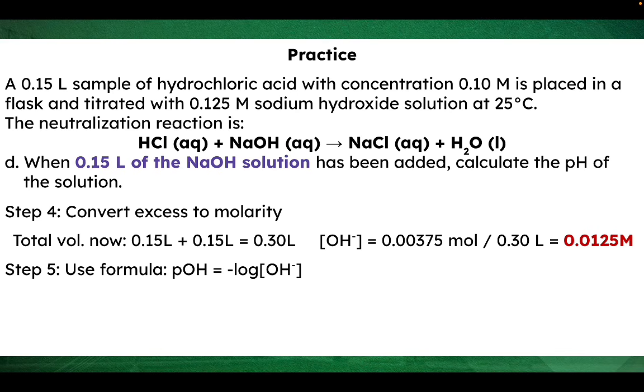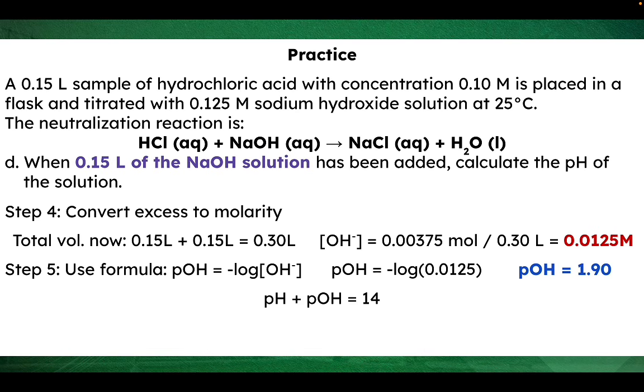Then, since we have the hydroxide ion concentration, we can now use the formula pOH equals negative log hydroxide ion concentration. Plug in the values, you will get pOH of 1.90. Again, we have to calculate the pH, not the pOH. And remember, at 25 degrees Celsius, pH plus pOH is equal to 14. So we just plug in the value, pH plus 1.90 equals 14. Solving for pH, pH will be 12.10. Since the pH is greater than 7, we say that the solution is basic.